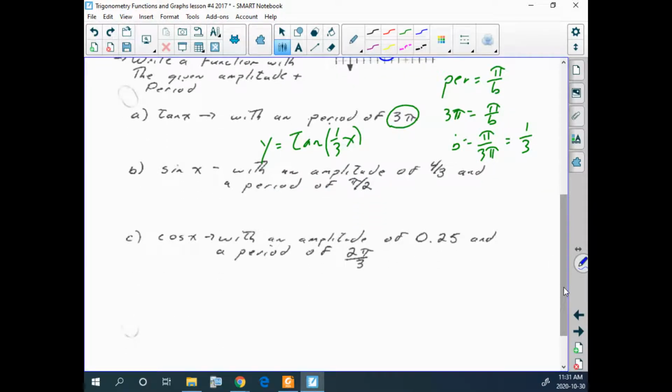Sine with an amplitude of 4/3 and a period of pi over 2. Well, if I have an amplitude of 4/3, I've stretched it by a factor of 4/3. That's a nice thing. The amplitude gives you the vertical stretch, and that number gives you the amplitude also. We have a period of pi over 2.